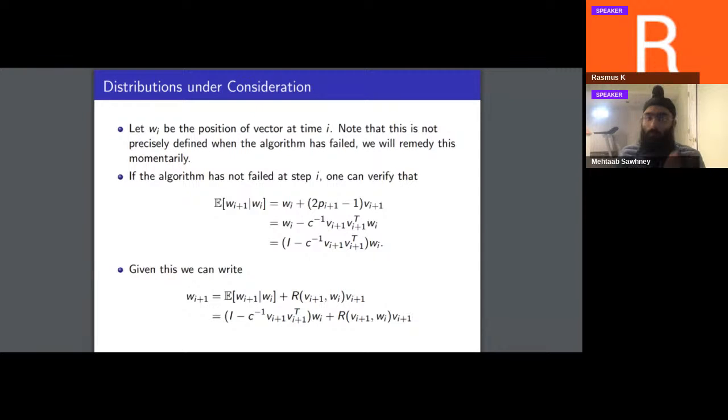And this naturally leads to a decomposition. You write your next partial sum as the expectation of where you are plus some shift. So you can write wi+1 as the expectation of wi+1 given wi, plus some random variable r(vi+1, wi) times vi+1. And if you just write out what the expectation is, you get this expansion. Next slide.